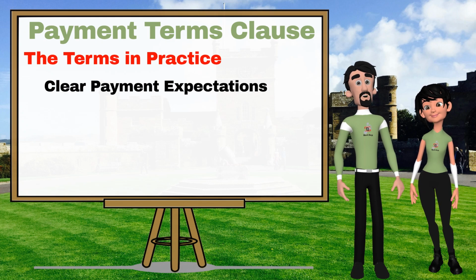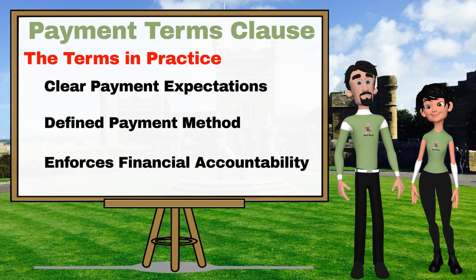Exactly. Let's say you're hiring a contractor to renovate your office. The payment terms clause might require 50% upfront and the rest upon completion. It could also specify that payments be made via bank transfer and include late fees if deadlines are missed.